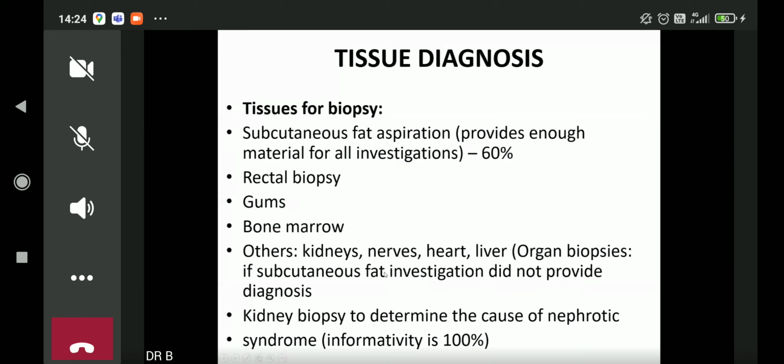Final is tissue diagnosis. Where do you take a biopsy from? The easiest is to take a subcutaneous fat aspiration from the abdominal wall. This is most common. Otherwise, you can also do a rectal biopsy. You can biopsy the gums, bone marrow, kidney, nerve, heart. Kidney biopsy is used to determine the cause of nephrotic syndrome.